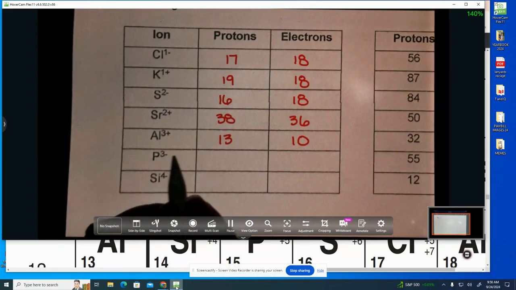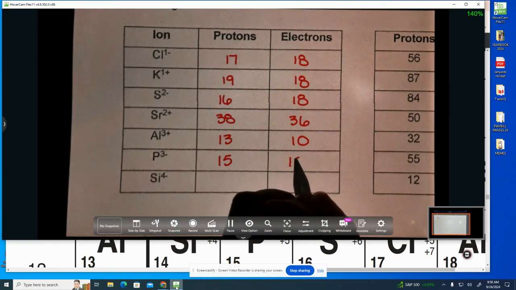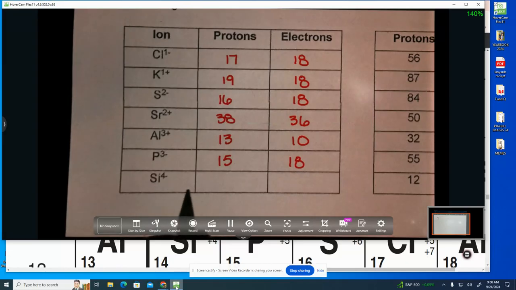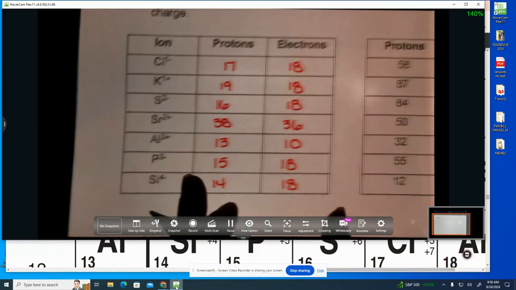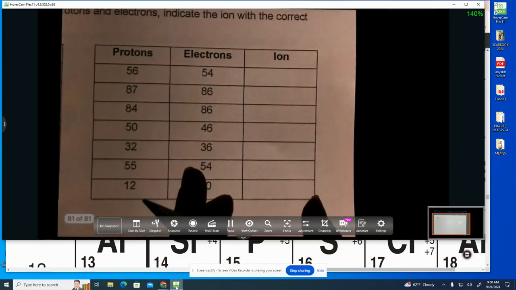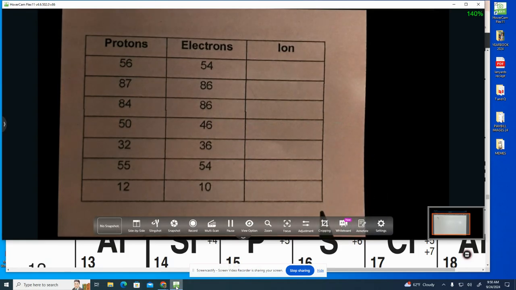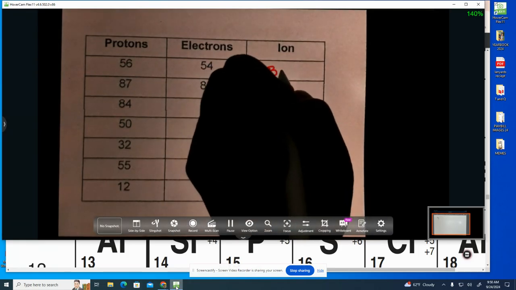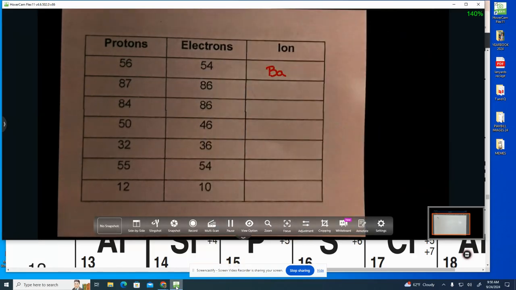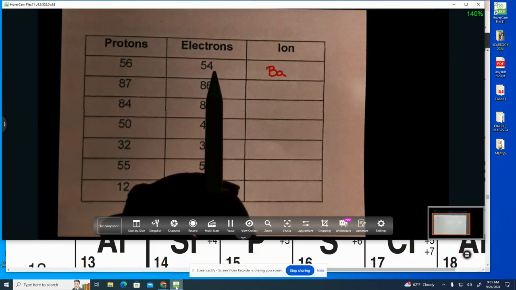All right, phosphorus with a -3. So phosphorus has 15. If it's a -3, it's going to have 18. And silicon with a -4. Silicon usually has 14. Now it's going to have 18. They really liked 18 on that worksheet, didn't they? Okay. Last thing for today. If you have 56 protons, what element are you? See it over there? 56? That's barium.